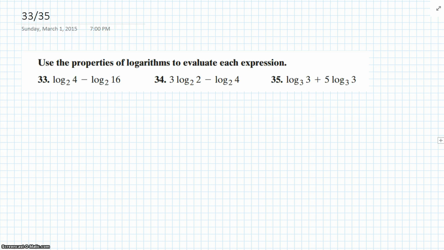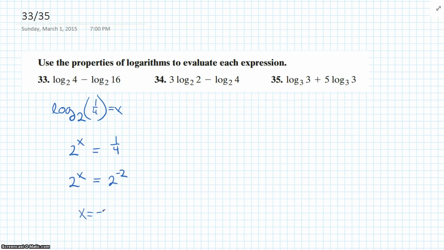33 and 35. Use the properties of logarithms to evaluate each expression. Well, it's going to be the log base 2 of 1/4. Okay, so it said evaluate, so we're going to set it equal to x. So 2 to the x power equals 1 over 4. Well, 2 to the x power really equals 1 over 2 to the 2, which is 2 to the negative 2. So x equals negative 2.